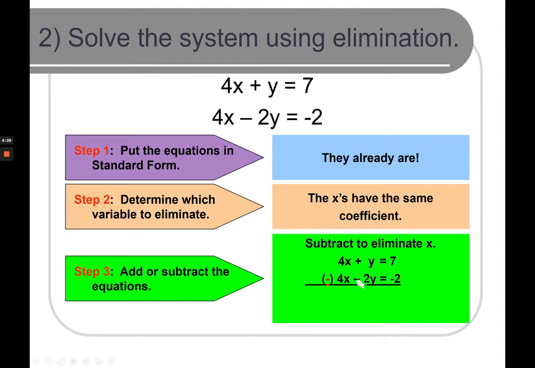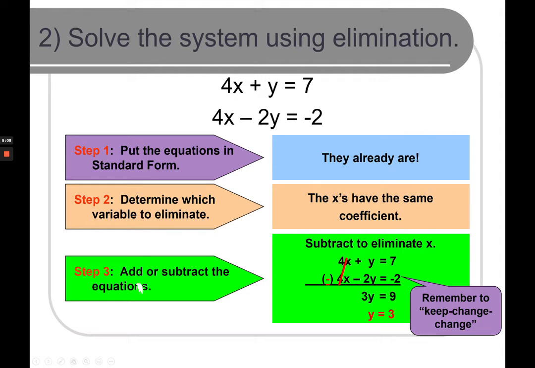Y minus negative 2y, it's going to become a double minus, so it's going to change sign. So you have a positive 2, so it becomes 3y. 7 minus negative 2 is going to become 7 plus 2 is 9. So it's going to be 3y equals 9. Remember the rule, keep, change, change. Keep, change, change. So it becomes plus. Or just remember double minus means plus. Now we find your y, divide by 3, y is 3. You now found your first variable after step 3.